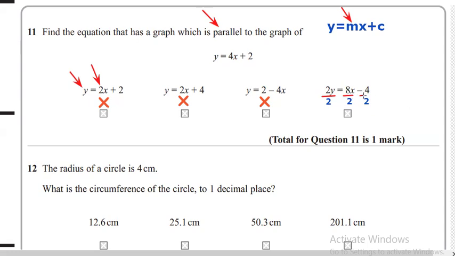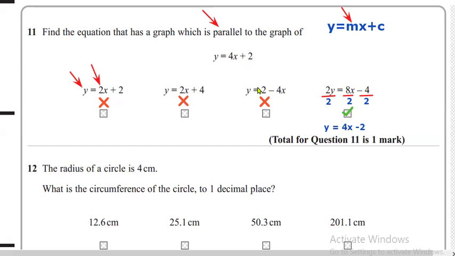Now, this turns the equation into the form of y equals mx plus c. After dividing, 2 divided by 2, this equation will become y equals 8x divided by 2 is going to be 4x, and then negative 4 divided by 2 is going to be negative 2. Now here, this is the equation after dividing. The y is alone. The x has a coefficient of positive 4, which is the same as this one. This means that both lines are what? They are parallel. This means the answer is this equation.